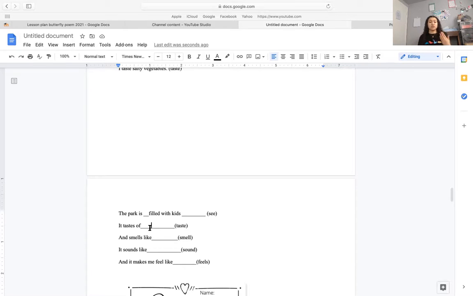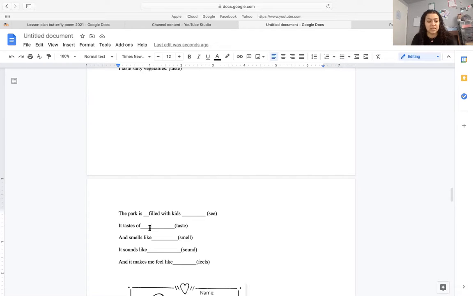So now that we have that, the park is filled with kids, that's what I see. Let's go on to taste. So it tastes of... I'm going to close my eyes and think. The first thing I think of is peanut butter and jelly sandwiches, because whenever I went to the park, my mom would always bring peanut butter and jelly sandwiches. So that's the thing I taste when the park comes to mind.